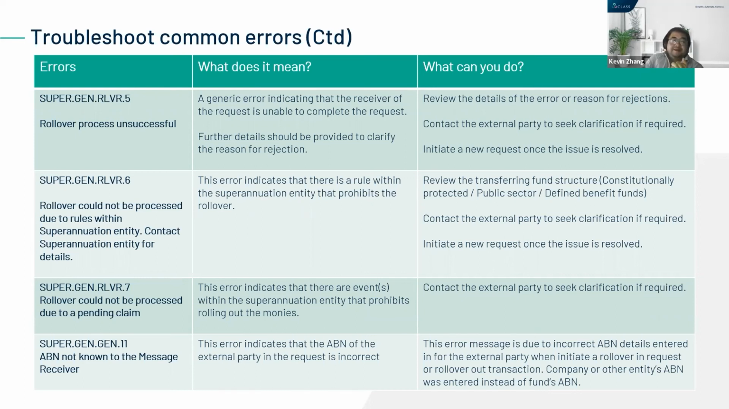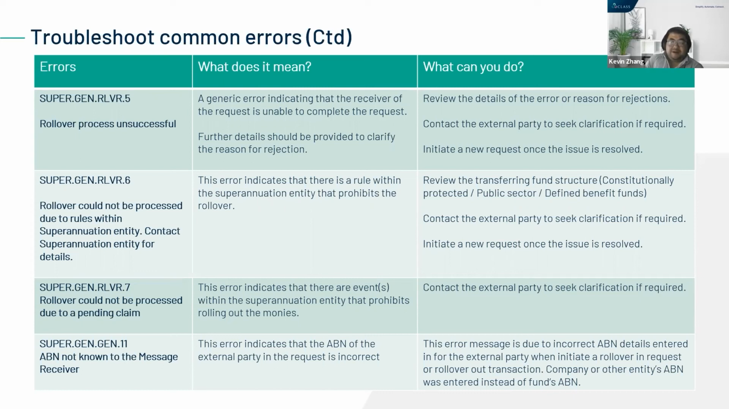and see if you can address the problem before you trigger again. The other one, very, very common: rollover could not be processed due to rules within superannuation entity. Contact superannuation entity for details. This is usually because there's some sort of rules that prevent this rollover from being triggered. And we see a lot of times it happens with constitutionally protected funds, public sector offer funds, or defined benefit funds. So you do need to review the transferring fund structure. And again, if you're not sure, contact the third party, external party, and seek clarifications.